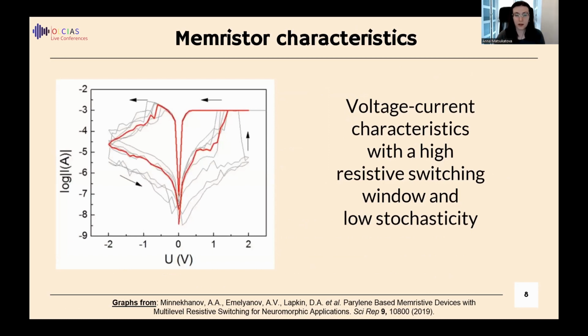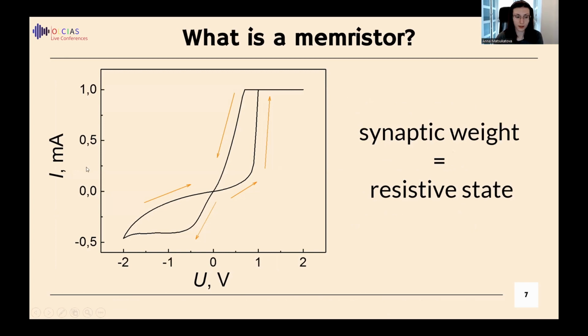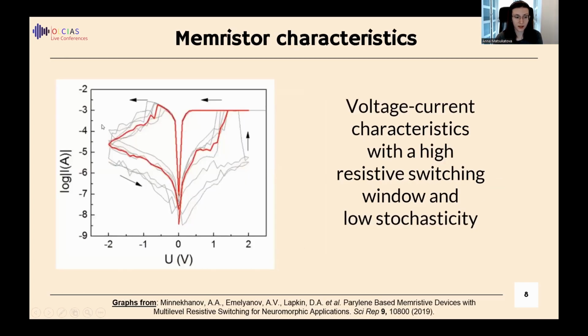So several memristor characteristics should be present, I would say should represent synaptic ones, in order for a memristor to be a good candidate for a synapse implementation. First of all, the voltage-current characteristics, which I showed before. Here it is in a normal scale, and here it is a little bit reversed, with negative voltage.